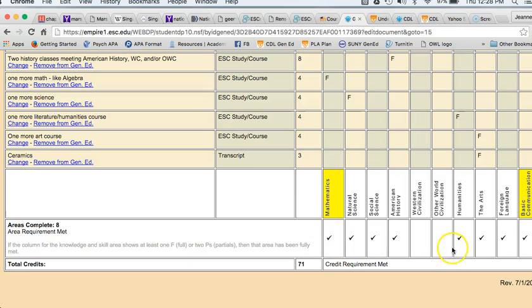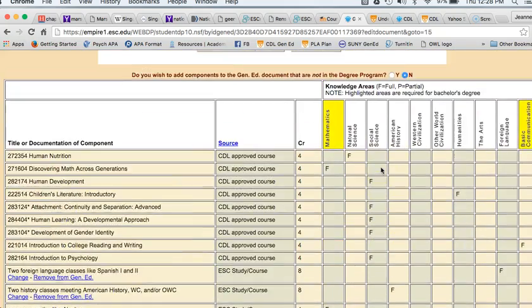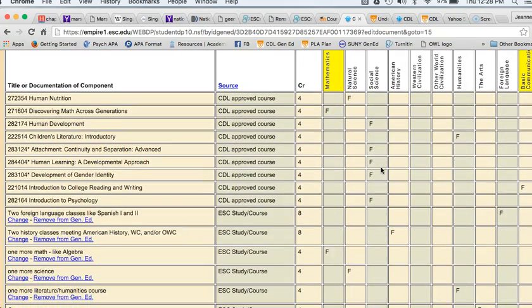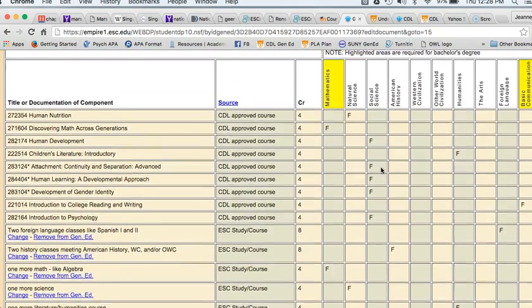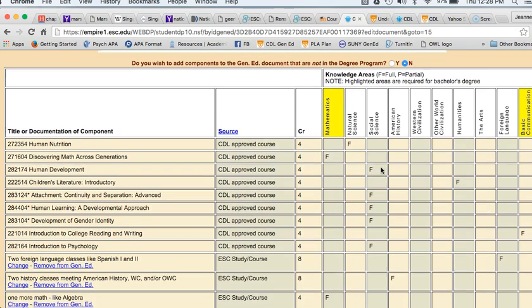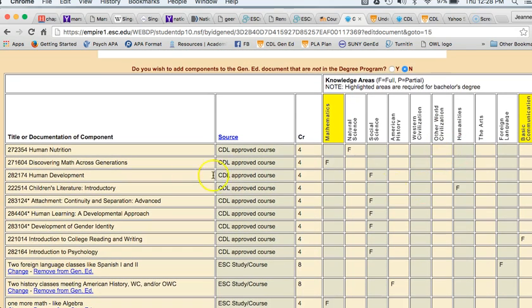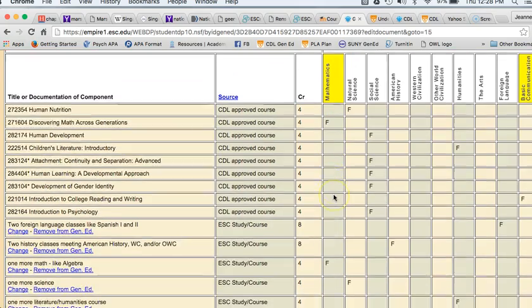So we look down here and we see that this student has met math, science, social science, American history, humanities, the arts, foreign language, and basic communication. And it specifically lists the classes. So please don't look at your courses and say, gee, that sounds like it would meet humanities or it would meet other world civilizations. Look back here and find it out for sure.